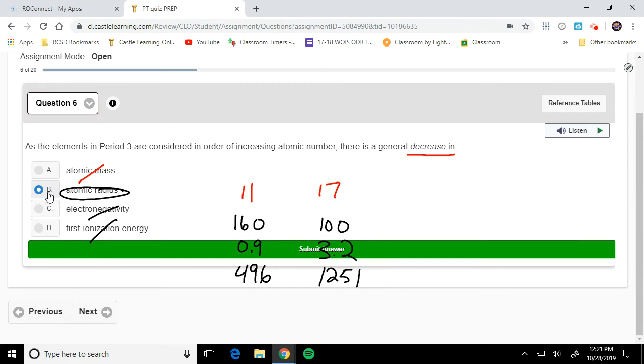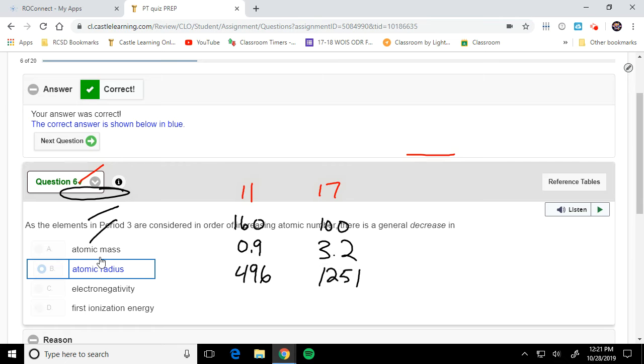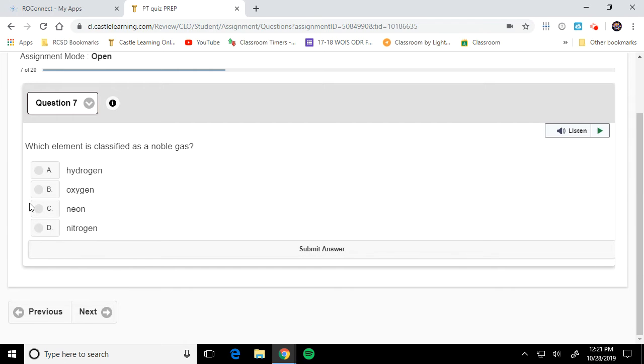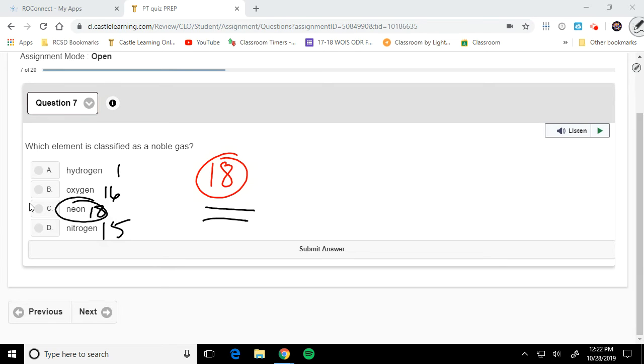Goes fast if you have the trends memorized, but you don't need to, just look them up. Okay? Just look them up. Write down a few numbers and you get that answer right every time. All right, almost halfway there. Noble gas. Noble gas means it is in group 18. So I could just ask you which of these are in group 18. Hydrogen's in group 1. Oxygen is in group 16. Nitrogen is in group 15. Neon is in group 18. There's my answer. I need to know the definition of noble gas is group 18.